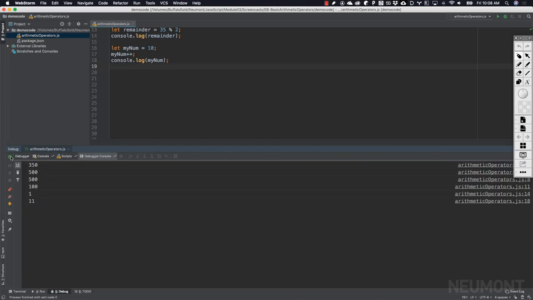Now, when I execute it, we still see 11, meaning that the initial value was incremented by 1 and put back into the same variable, and now we have an 11 stored inside of my num. So the reality is that using the increment operator is equivalent to my num equals my num plus 1.